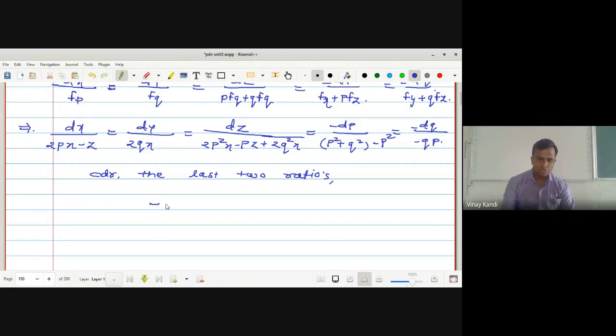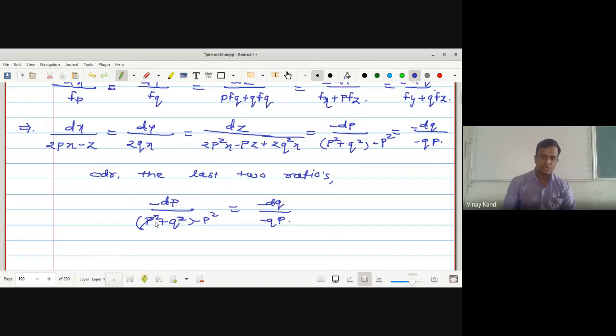Last two ratios are minus dp upon, wait a minute, p square plus q square, minus this is p square is equal to minus dq upon minus q into p.